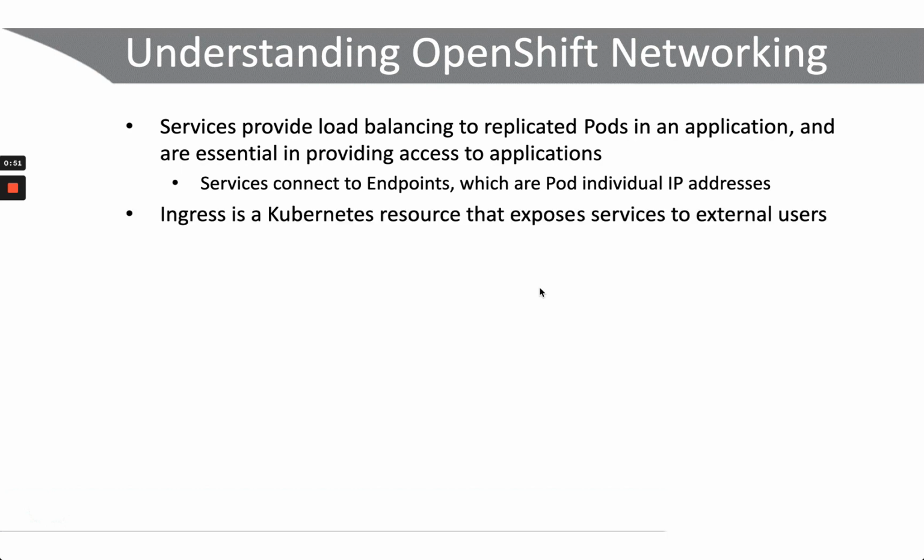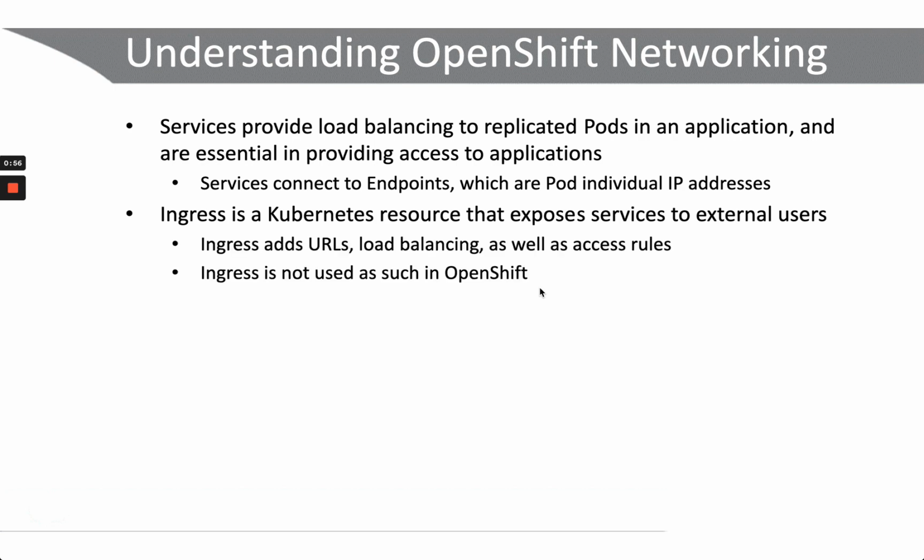Ingress in Kubernetes is a resource that exposes services to external users, but Ingress as such is not really used in OpenShift. OpenShift is using routes as an alternative to Ingress. Just to make it easy for yourself, routes and Ingress are pretty much the same, but they are different API resources. And where we have seen that sometimes OpenShift is picking up API resources from Kubernetes, that is not something that has happened for the OpenShift routes. So OpenShift routes is what you need to be able to work with.